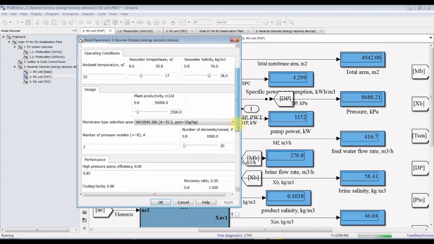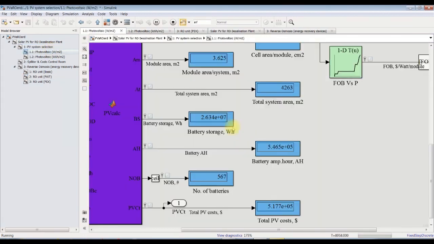Therefore I have to increase the number of pressure vessels in order to stabilize the pressure, not exceeding 80 bars or lower than 40 bars. Okay, so increasing. And what's specific power consumption? Increasing the plant productivity would increase specific power consumption, and this has an effect on the total area of the photovoltaic system.